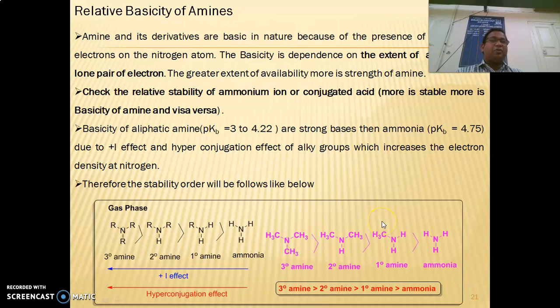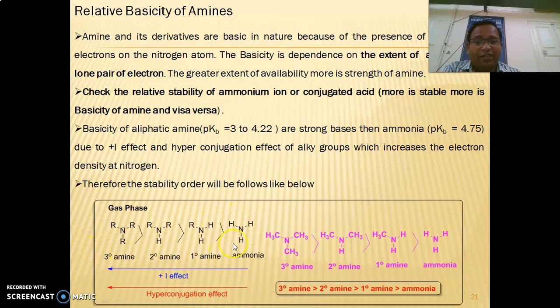Now I am going to take some examples to illustrate the basicity of amines. We already know that amines are generally basic in nature. The basicity again depends upon the nature of the substituent. Here I have taken tertiary amine, secondary amine, primary amine, and ammonia. The basicity will increase as follows: tertiary amine is a greater base than secondary amine, in turn greater than primary amine, in turn greater than ammonia.